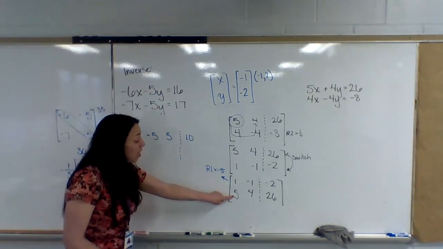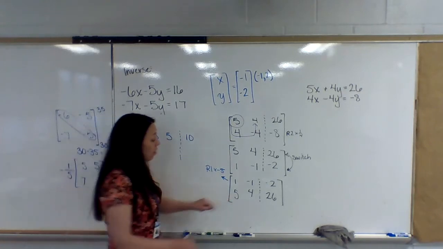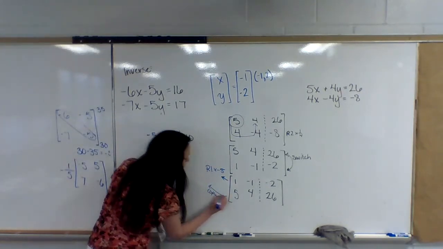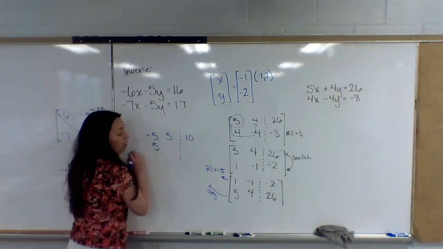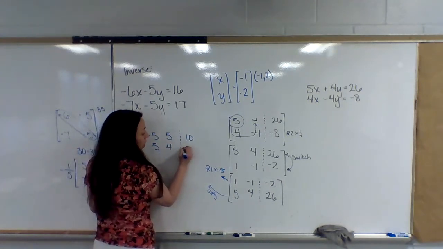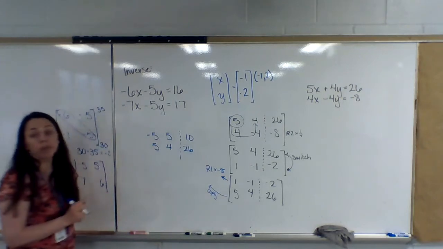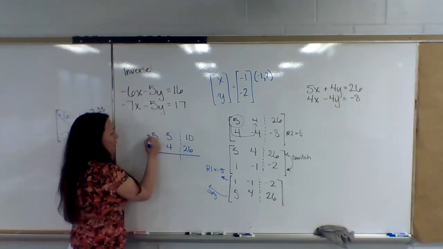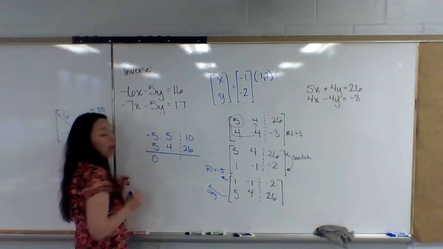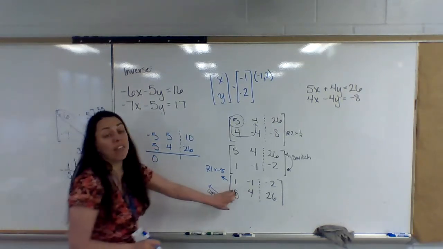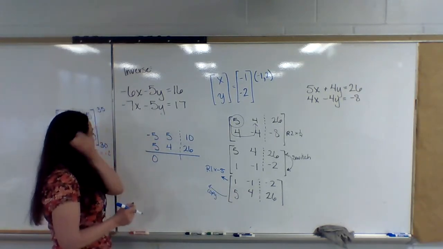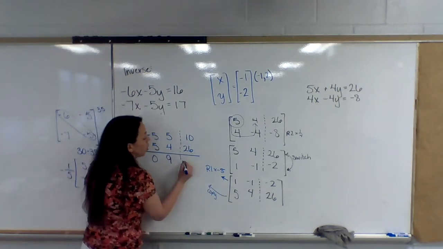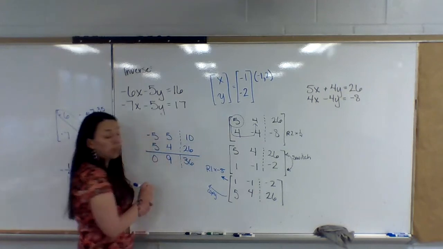This 5 doesn't need to change. If this is a -5 and this is a 5, it would work. So actually, I'm just going to copy this down over here. So I'm going to write 5, 4, 26. Now, if I add these two together, -5 plus 5 would give me 0. And that's what I want in that spot. So 5 plus 4 is 9. And 10 plus 26 is 36.